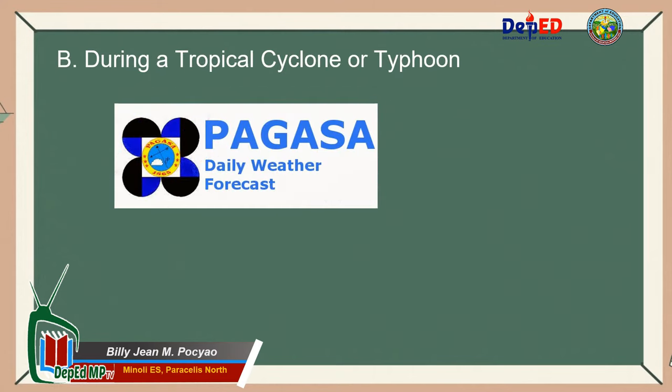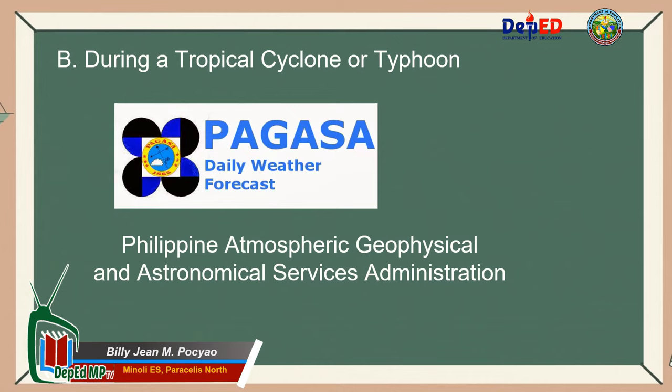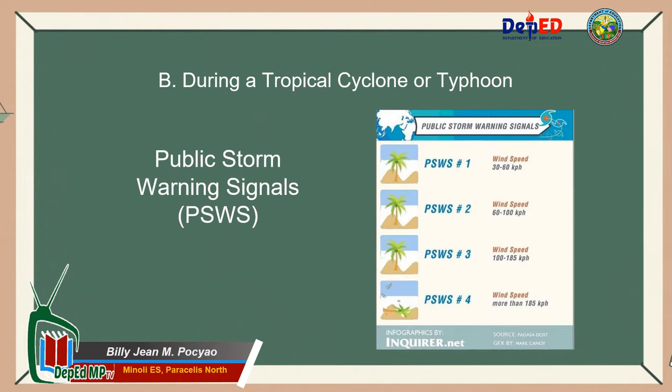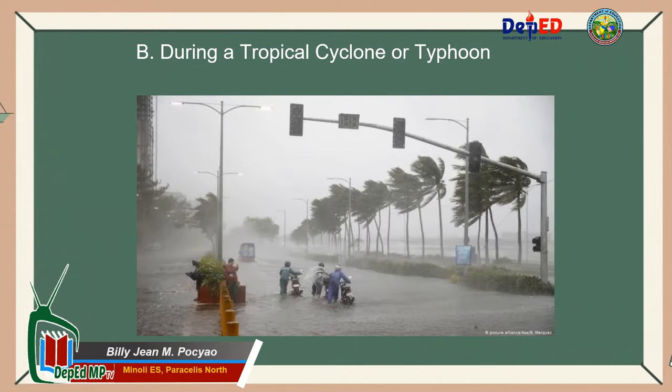In order to determine how strong the typhoon is, the Philippine Atmospheric, Geophysical, and Astronomical Services Administration, or PAGASA, issues public storm warning signals, or we call PSWS. This picture shows the environmental condition during a typhoon.